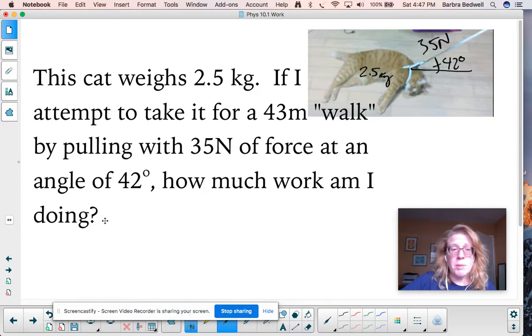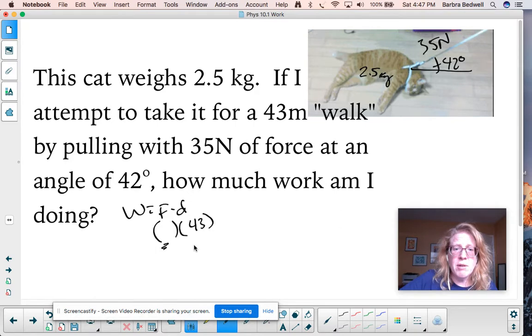So how much work am I doing? Well, in this particular case, work equals force times distance. I know my distance here is 43 meters. For my force, I need to figure out that particular value.